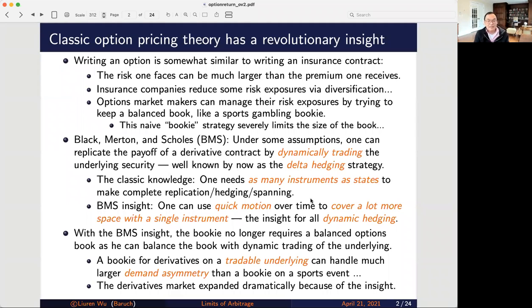It's almost like playing basketball. If you are fast enough and the player in front of you is slow, you can do man-to-man defense. You can cover the whole court, essentially. Just follow that guy with you in your hand. That's what dynamic hedging is doing. If you're not that fast, I guess you need to do zone defense. That's like static hedging. You need to put all the people there, right? So I actually think that idea is very revolutionary. With that, being a bookie for derivatives can make a much larger market because you can handle demand asymmetry.